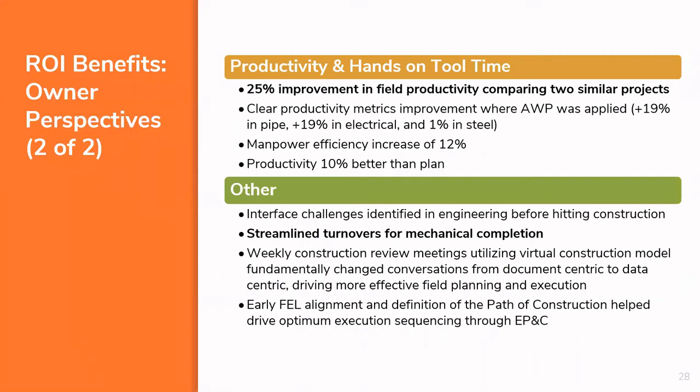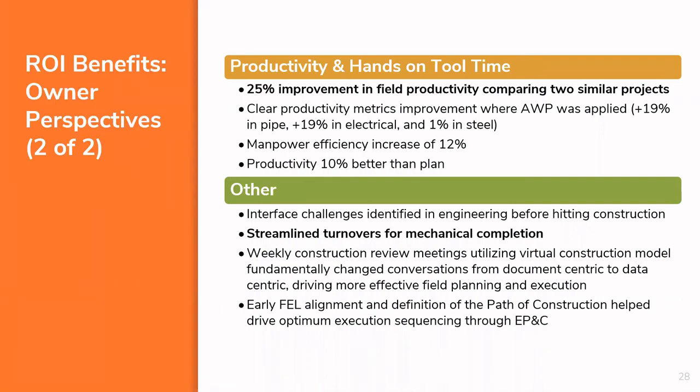In terms of productivity, one of the owners indicated they had 2 virtually identical projects. One of them they used AWP on, the other one they didn't. They got a 25% bump in productivity. That to them was pretty impressive. One of the other things is with this AWP system, if it's done right, we can actually streamline the whole turnover progress system to mechanical completion.